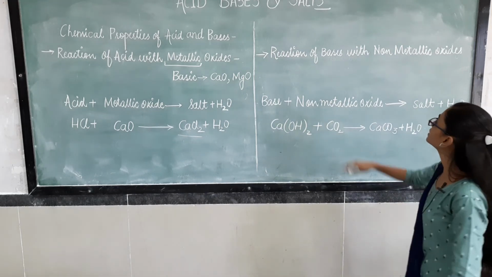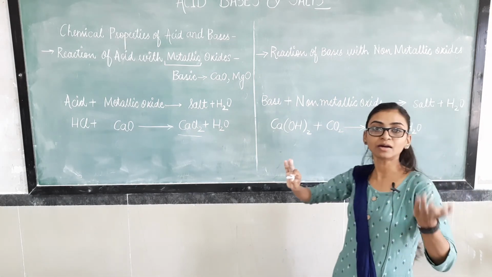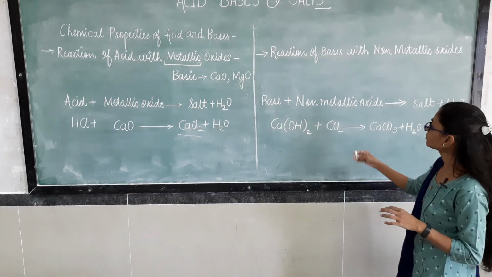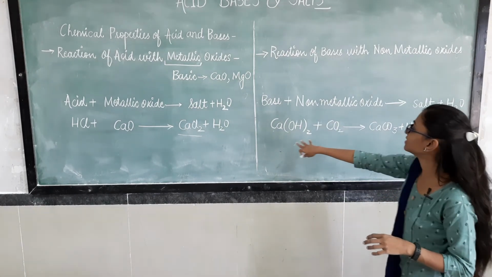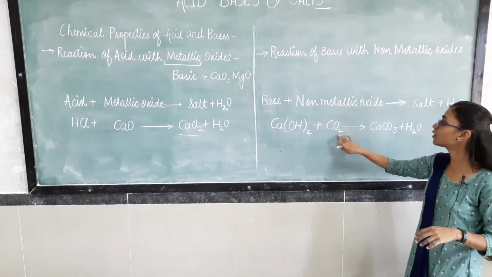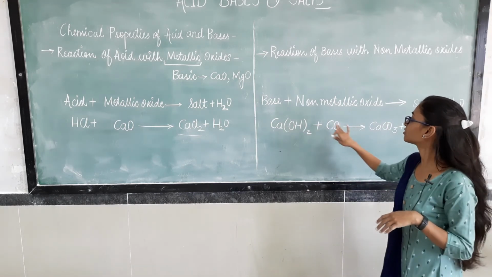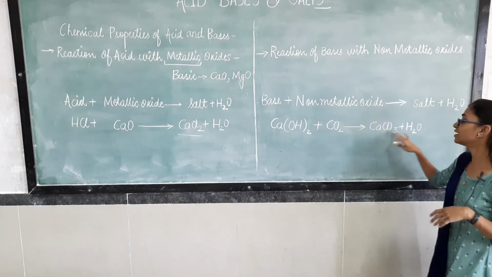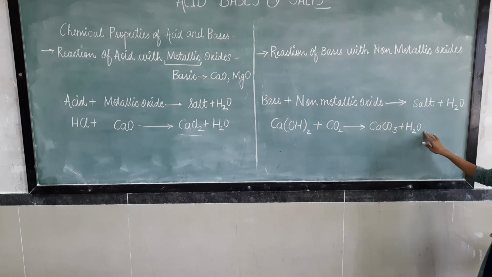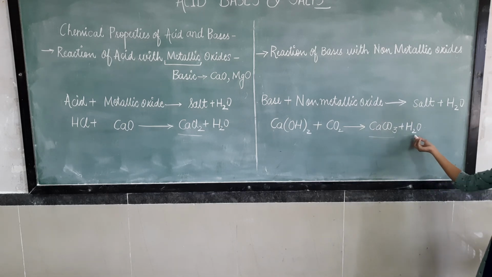Okay, first we'll see the non-metallic oxide. What are these non-metallic oxides? Non-metals, carbon you may say, right? So this is a non-metal. So when base, that is calcium hydroxide, reacts with non-metallic oxide, oxide of carbon, that is carbon dioxide, when calcium hydroxide reacts with carbon dioxide, it will form calcium carbonate and water. So calcium carbonate here is a salt and water is released.